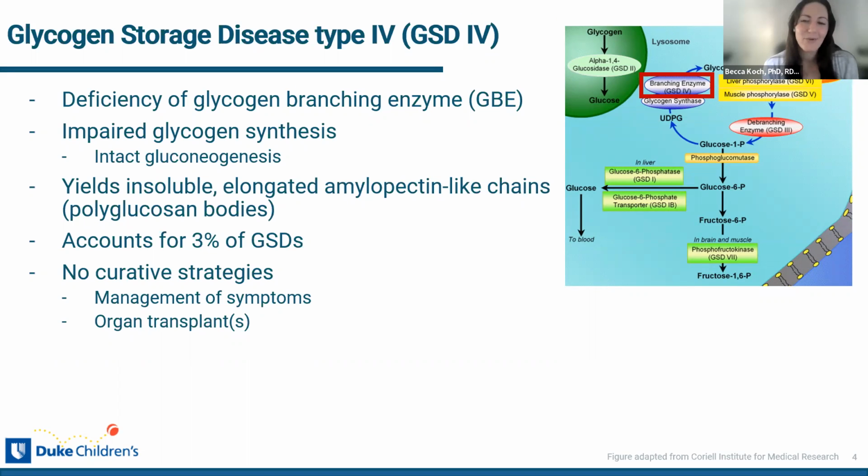So GSD type 4 accounts for only 3% of all glycogen storage diseases, so it's considered ultra rare. And today, unfortunately, regardless of the presentation of GSD type 4, there are no curative strategies. Patients are managed based on their symptoms, and organ transplant is often needed depending on the severity and tissue affected.